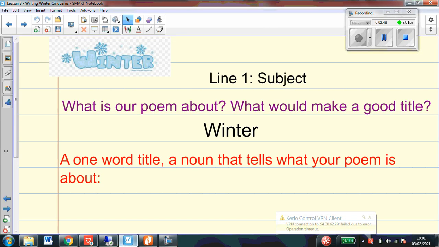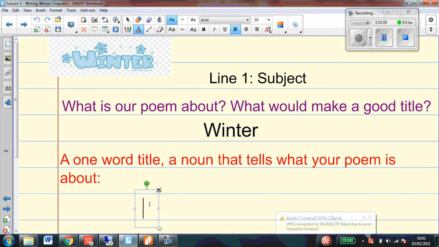So, number 1, our line 1, subject. What is our poem about? What would make a good title? Now, yesterday when we were talking about this, we decided that a good title for a poem about winter would be the word winter. So I'm just going to keep that idea and I'm going to have my first line as being the word winter.